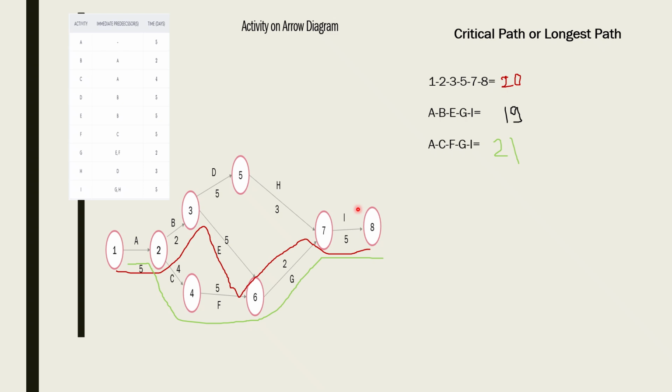Now for calculating this critical path, there are two other methods also, that is based on the forward pass and the backward pass. In that case also you can draw the activity on arrow diagram and activity on node diagram, and also calculate based on the free float and the total float. That video I will show next time.